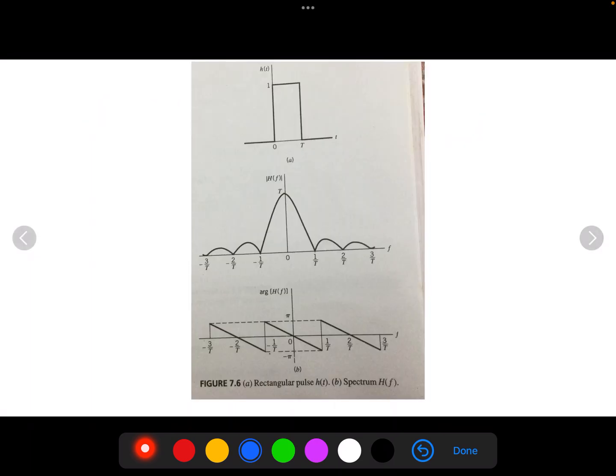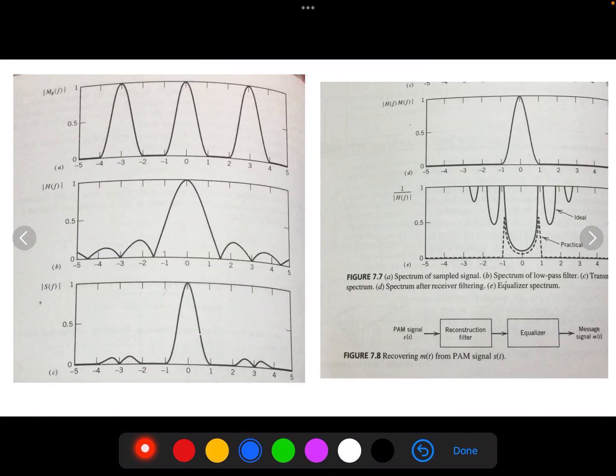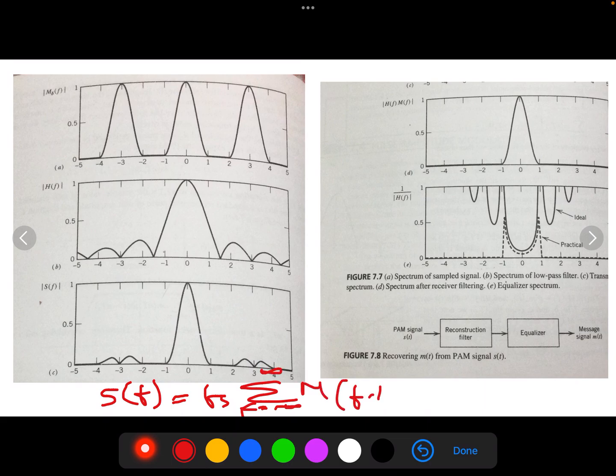So we can see in this diagram, where fs is equal to 1 over Ts, the sampling rate, given a PAM signal s of t whose Fourier transform S of f is defined by that equation. The equation is S of f is equal to fs summation k from minus infinity to plus infinity of M of f minus k fs into H of f.